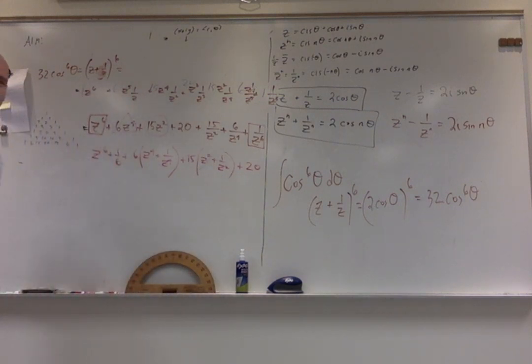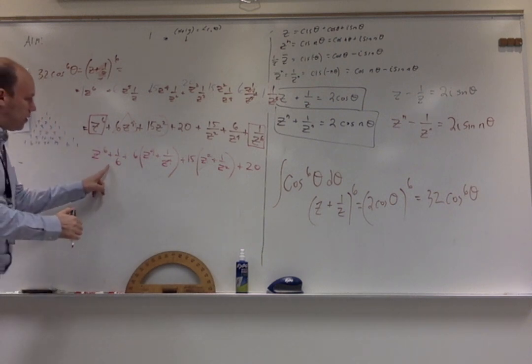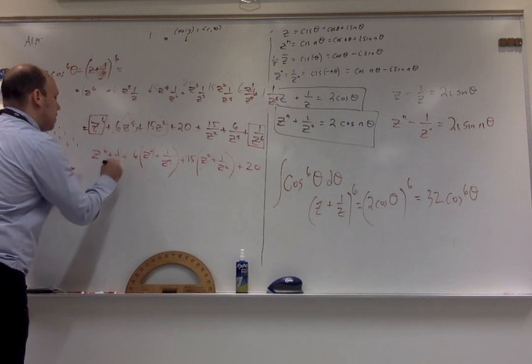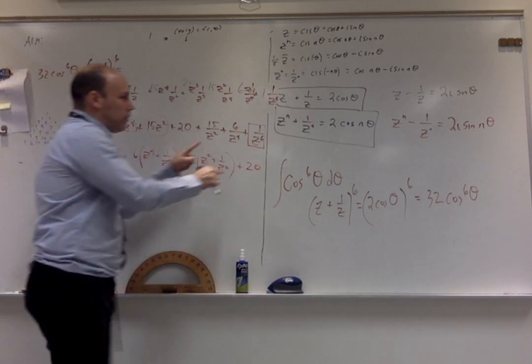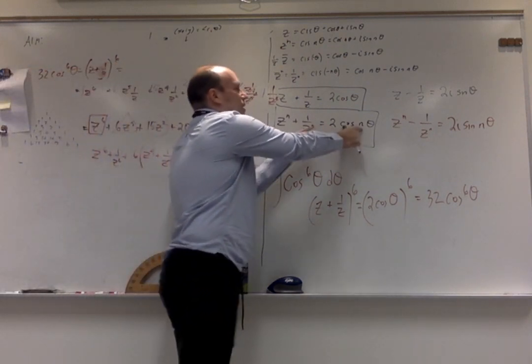Now let's clean this up. I wish I had my black marker, but I guess I don't have it. I'm going to have to work with that. That's fine. We're good. So, what is z to the 6th plus 1 over z to the 6th? 2 cosine 6 theta.